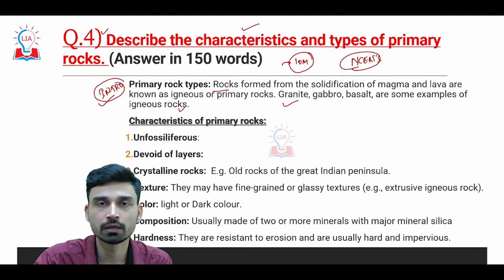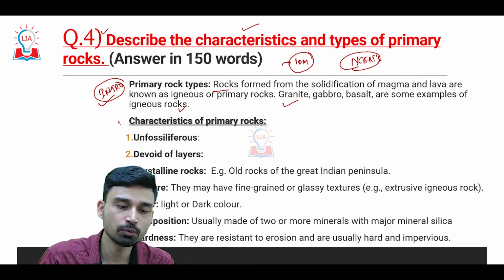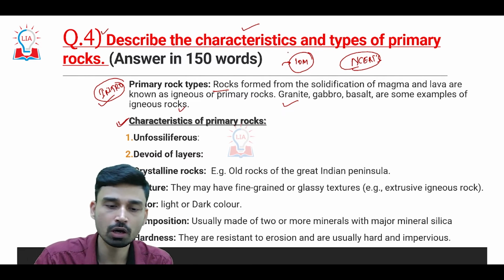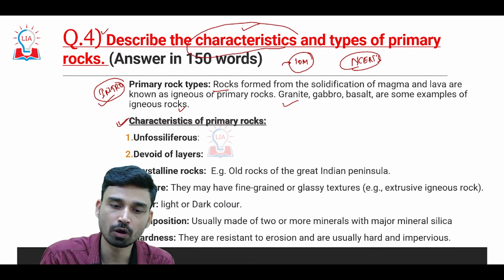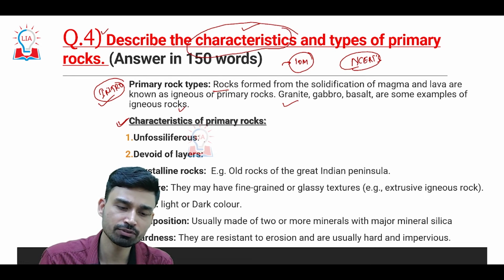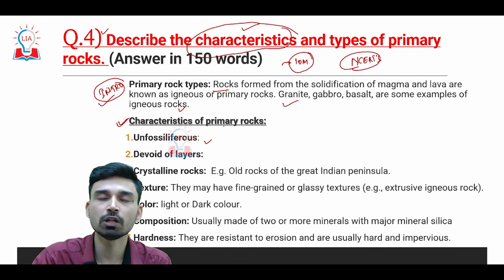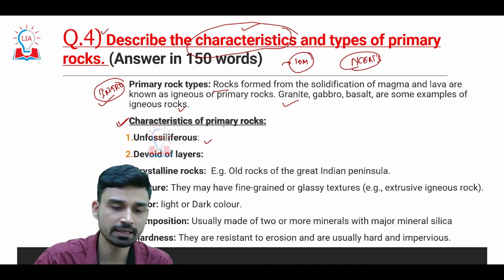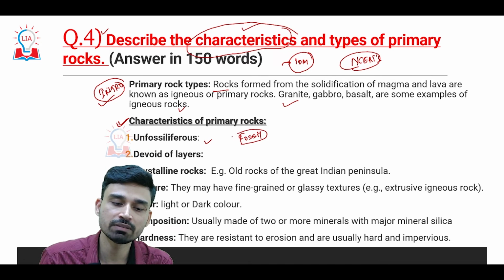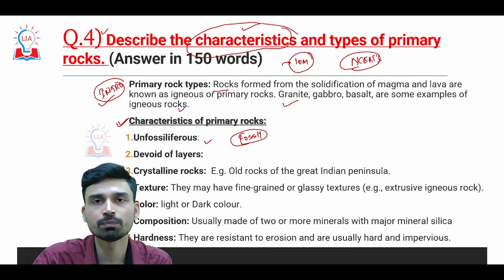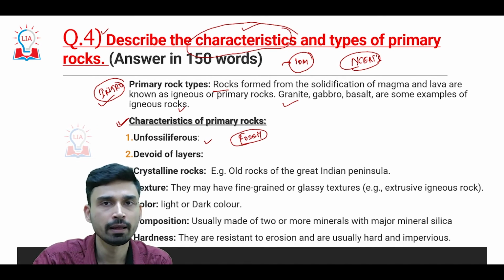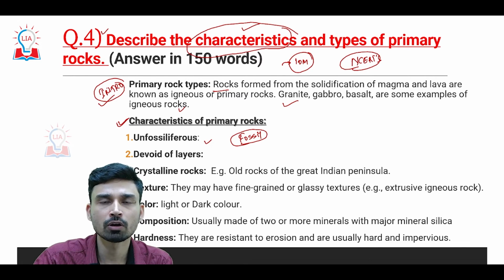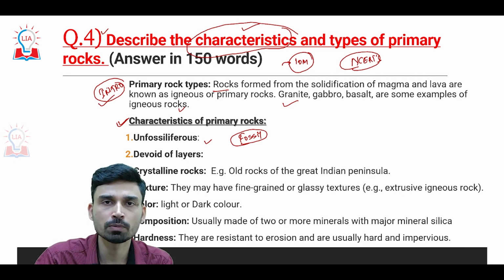Once you have written the definition, you can come to the main body of the answer, where you have to talk about the characteristics of primary rock. The major characteristic we can mention first is that primary rocks are unfossiliferous in nature. That means we will not find any kind of fossil in primary rock. The reason is very simple: the temperature at which primary rocks form is very high, and the material is coming from inside the earth, so fossils are not observed there.